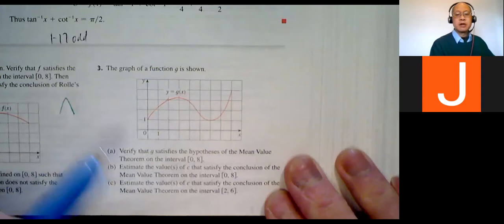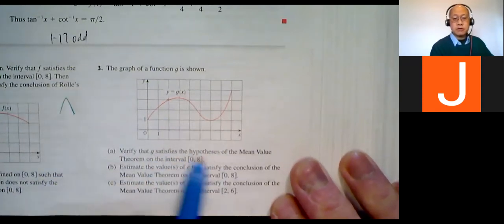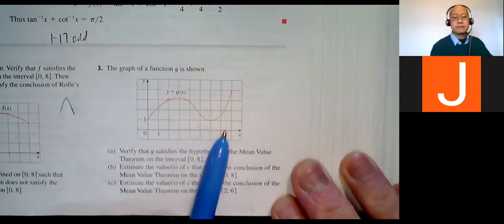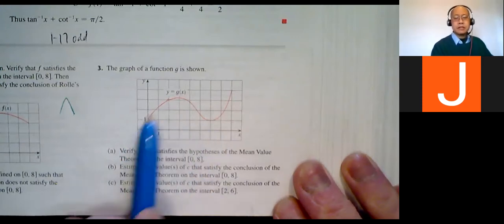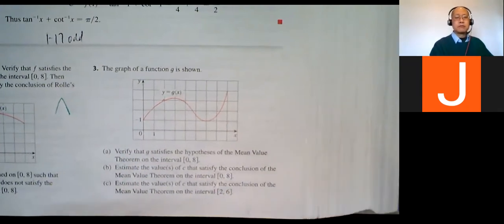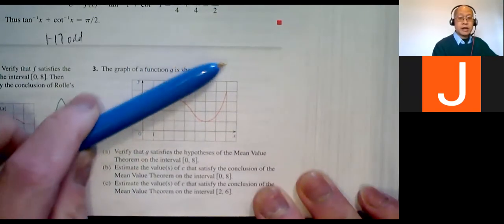Here's a function. Does it look like it's continuous everywhere from 0 to, I guess it's 8? 1, 2, 3, 4, 5, 6, 7, 8. Yeah. Okay. Yes, continuous. Differentiable? Yes. Okay. How do I know it's differentiable? I can take a tangent line anywhere, right? Everywhere I can take a tangent line.